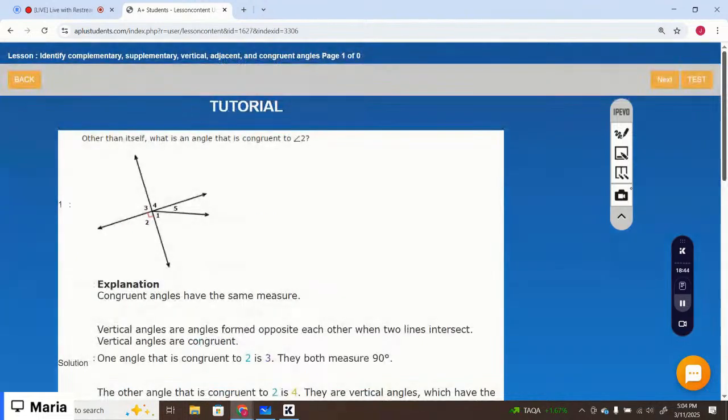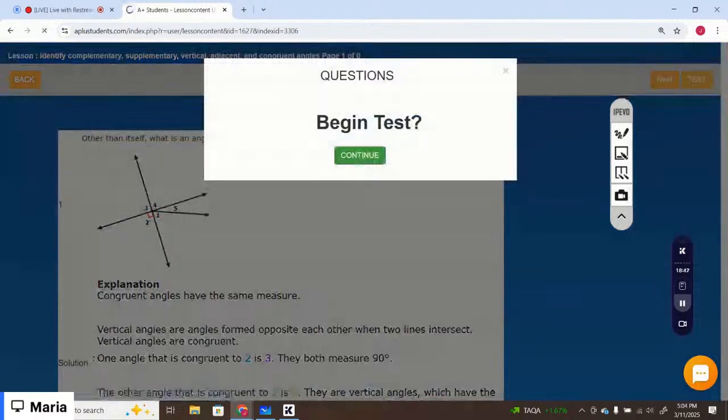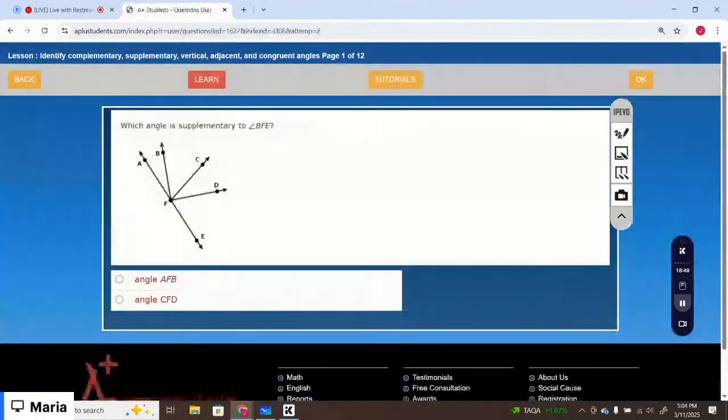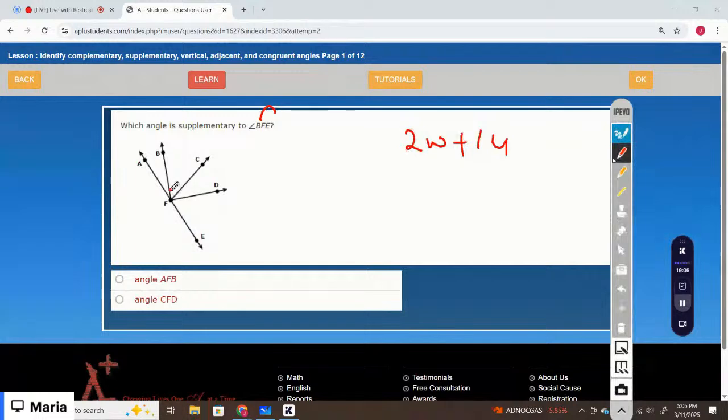Let's just start with the test questions. Which angle is supplementary to angle BFE? A supplementary angle is the angle that measures 180 degrees, right? So angle BFE is here, right? So that means angle AFB makes the angle supplementary. So the correct option is angle AFB. Option number 1 is the correct option.